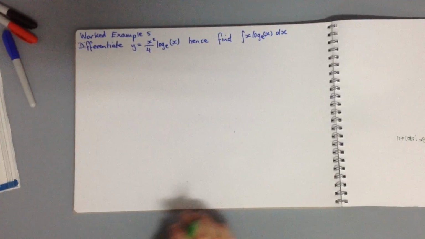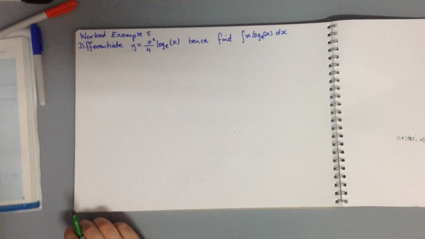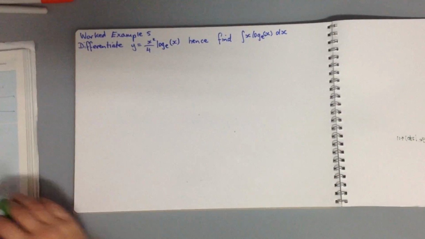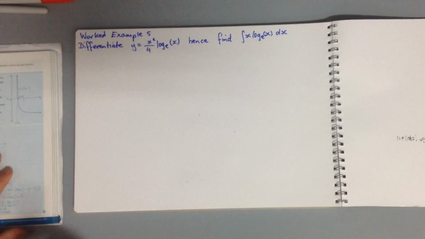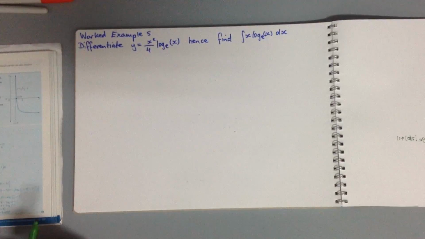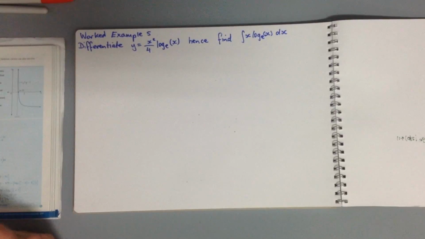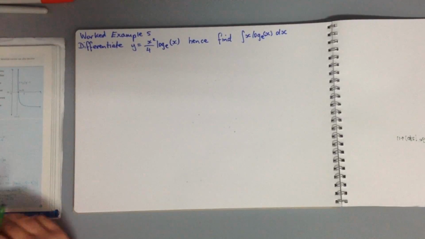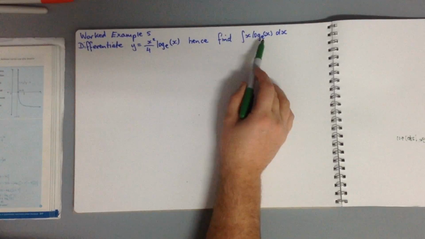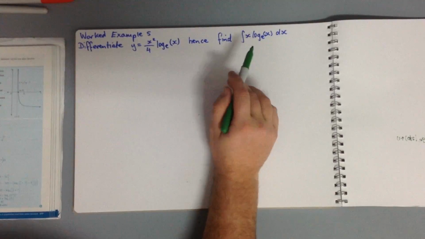Okay, so we'll keep going. We've got a couple more worked examples to look at. So we look at worked example 5 here, and we're going to be solving a question via integration by recognition. So we need to differentiate y equals x squared on 4 times log to the base e of x, and hence find the integral of x log to the base e of x dx.